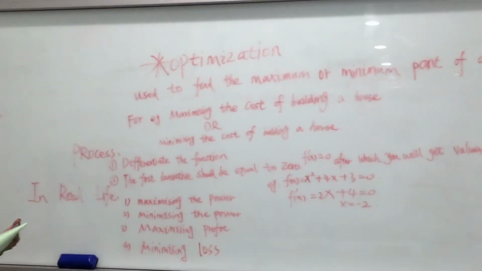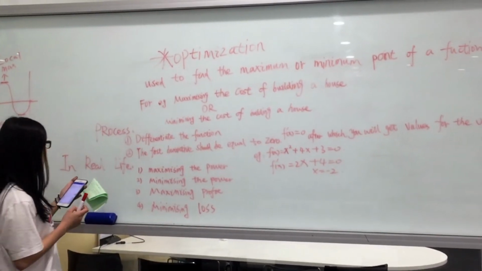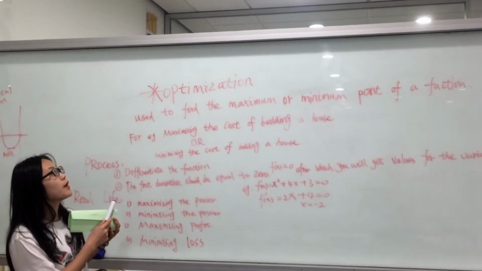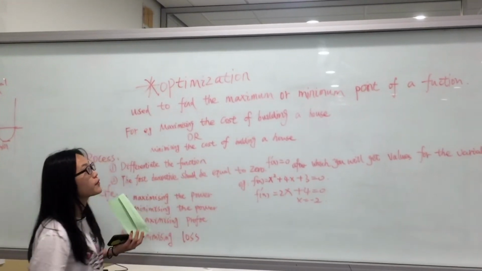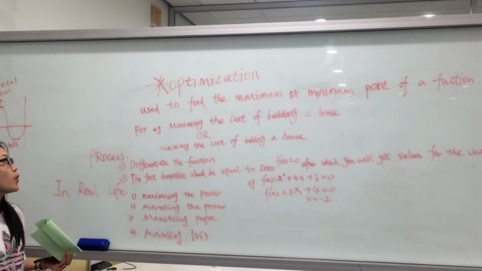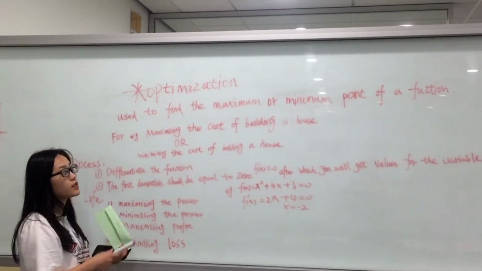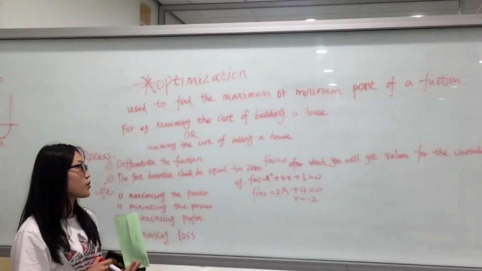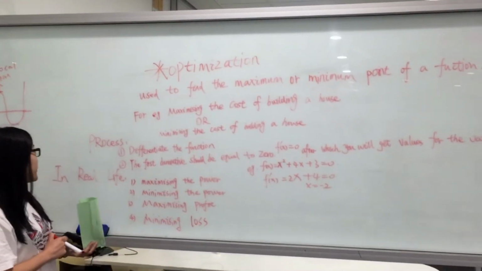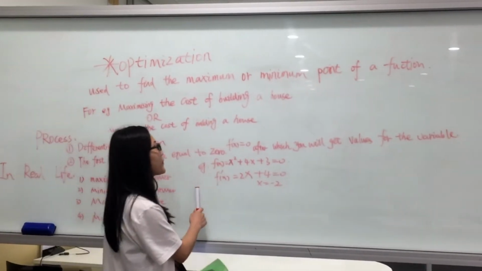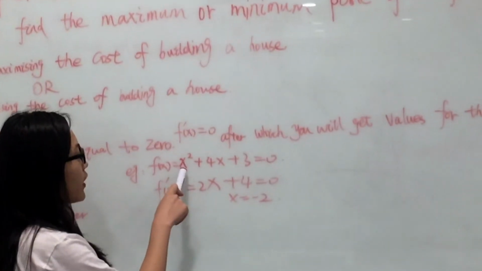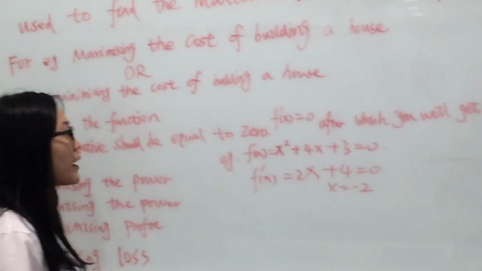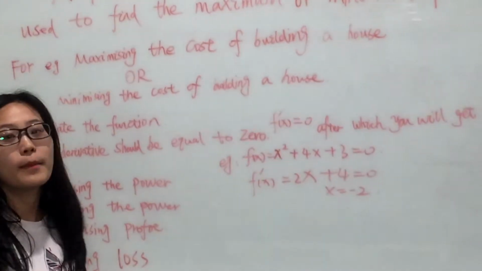In this video, I'm going to be talking about optimization. Optimization is used to find the maximum or minimum point of a function. For example, it can be used to maximize or minimize the cost of building a house. For example, in the function f(x) = x squared + 4x + 3, you need to find the minimum point or maximum point.